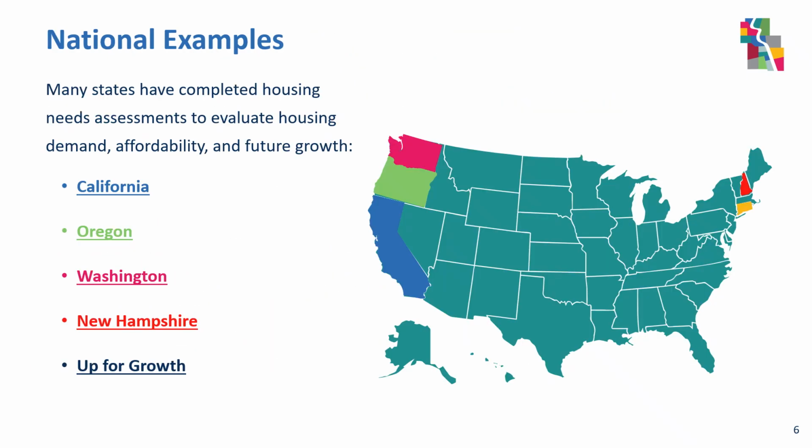Connecticut is not starting from scratch. Many states across the country have already developed housing needs assessment frameworks. States such as California, Oregon, Washington, and New Hampshire have established methodologies that estimate housing need and translate those needs into planning goals. Organizations like Up for Growth have also developed national methodologies that are frequently referenced as best practices.